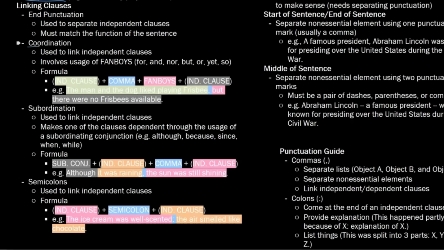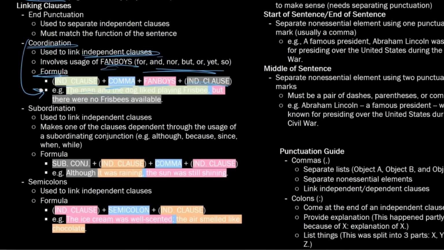Now, coordination is our first way that we use to link independent clauses, and we need to use fanboys. What's fanboys? It's an acronym for for, and, nor, but, or, yet, or so. Now, we're going to use this formula here, and you should memorize these also. Independent clause plus comma plus fanboys plus another independent clause. Okay, this is how you link using the coordination skill. So you have a first independent clause, then you add a comma, a fanboys, and another independent clause.